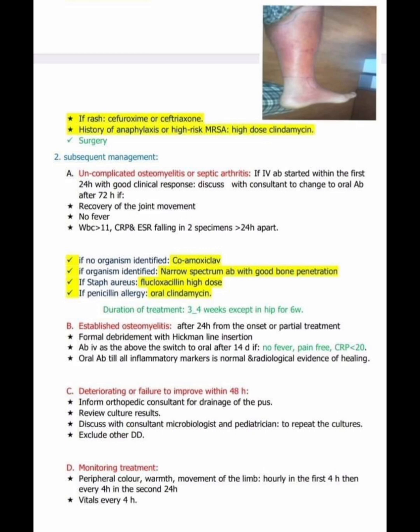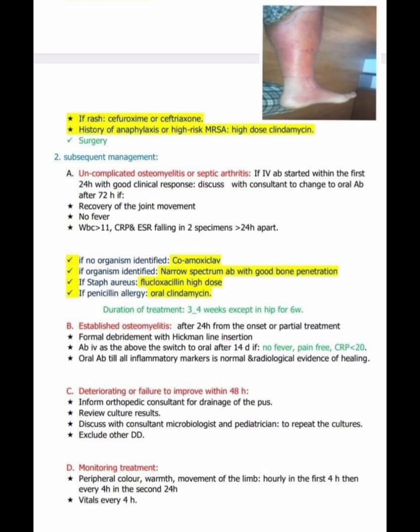Number 2, established osteomyelitis. For established osteomyelitis, after 24 hours from the onset or partial treatment, formal debridement with Hickman line insertion, antibiotic IV as above, then switch to oral after 14 days if no fever, pain free and CRP less than 20. Then oral antibiotic till all inflammatory markers are normal and radiological evidence of healing.